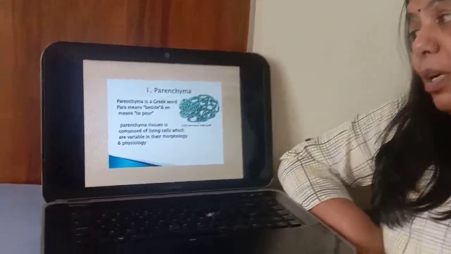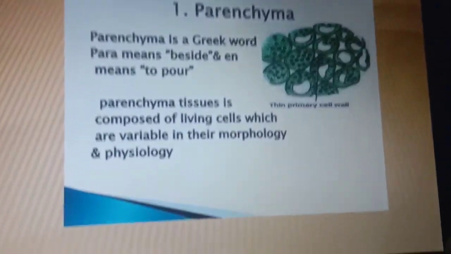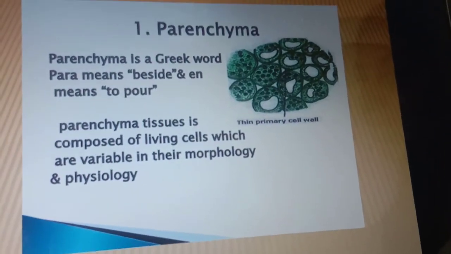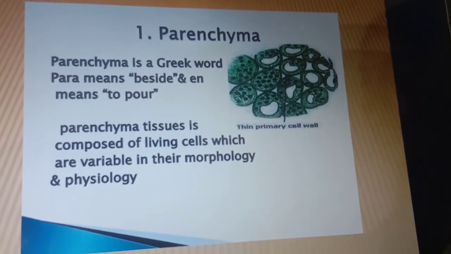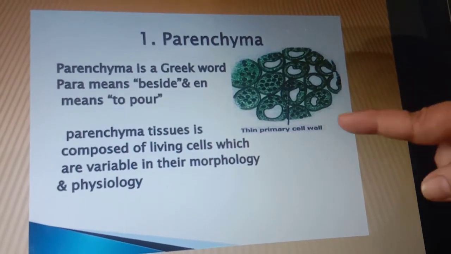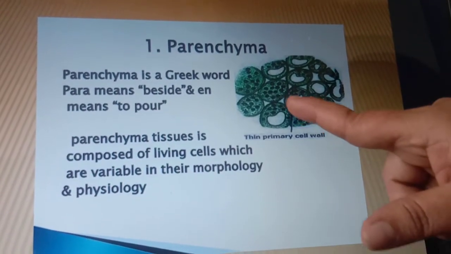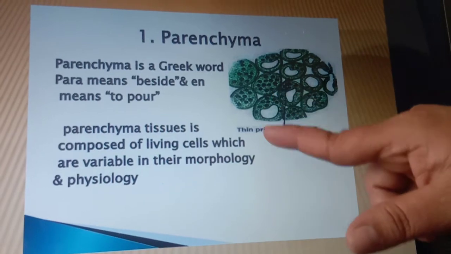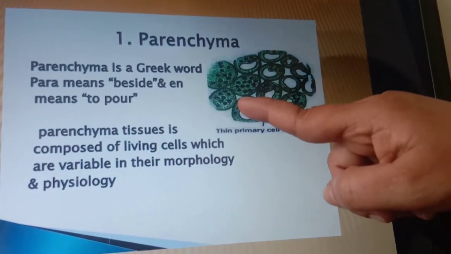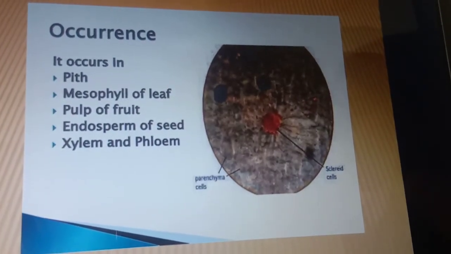Parenchyma, in the Greek word, para means besides and en means to pour. This parenchyma tissue is composed of living cells which are variable in morphology and physiology. Now here you can see the parenchyma tissues which are made of cells. You will find that the cells have a thin wall and large vacuoles. In between these cells there are spaces present, so there are intercellular spaces present.